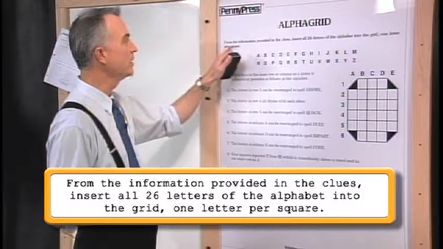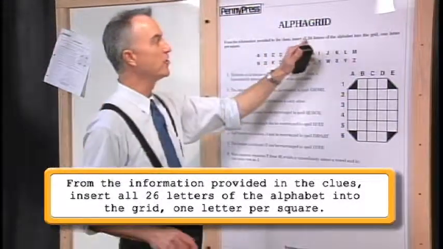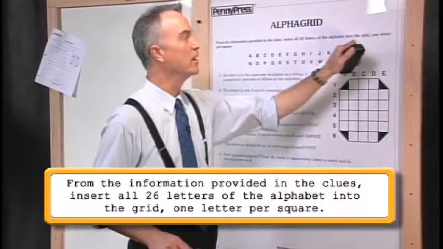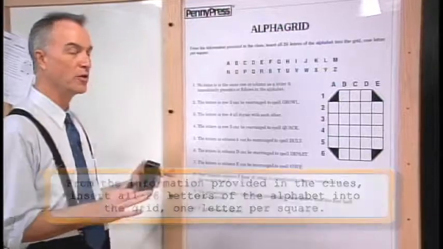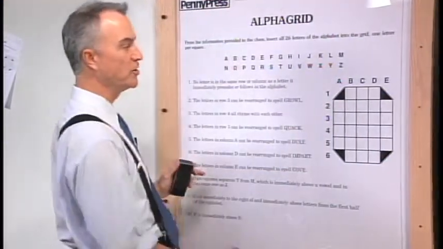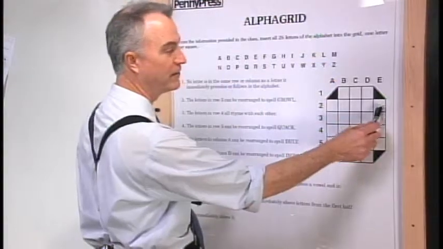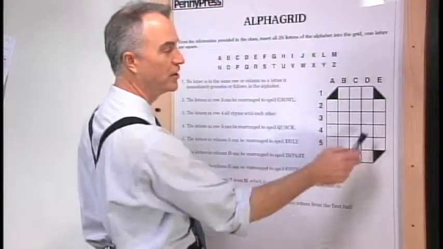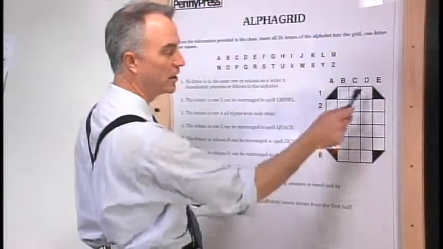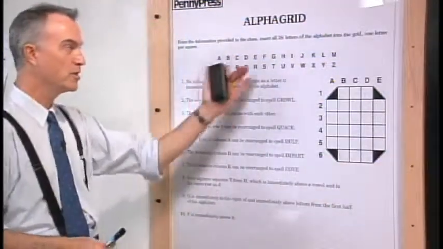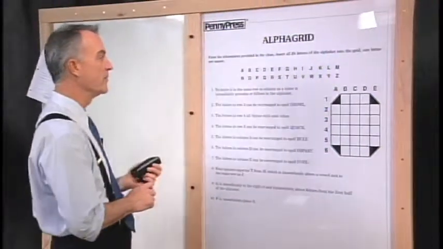Quite simply, from the information provided in the clues, we're going to insert all 26 letters of the alphabet into the grid, one letter per square. There's no repeats. Each letter is used once. As you can see, we have a 4 by 5 center, 20 squares, plus 3 at the top and 3 at the bottom. 26 squares, 26 letters of the alphabet should not present a problem, right?